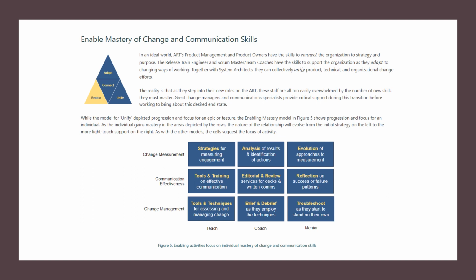For change measurement, strategies for measuring engagement, analysis for results and identification of actions, evolution of approaches to measurement. These are the activities for change measurement. For communication effectiveness, you can have activities like tools and trainings on effective communication, editorial and review services for decks and written communications, reflection on success or failure patterns. So these are the different activities that focus on individual mastery of change and communication skills.